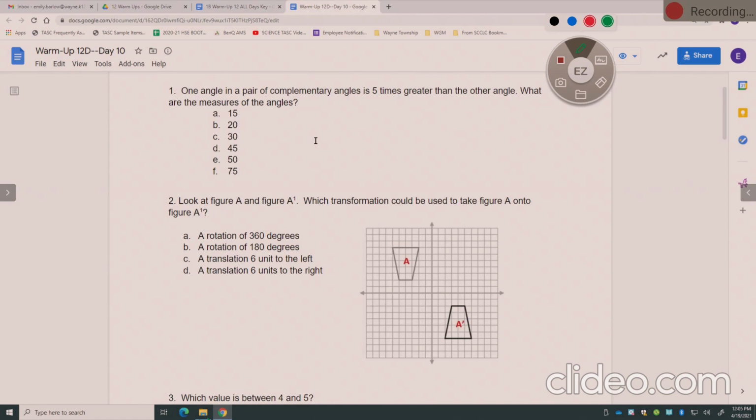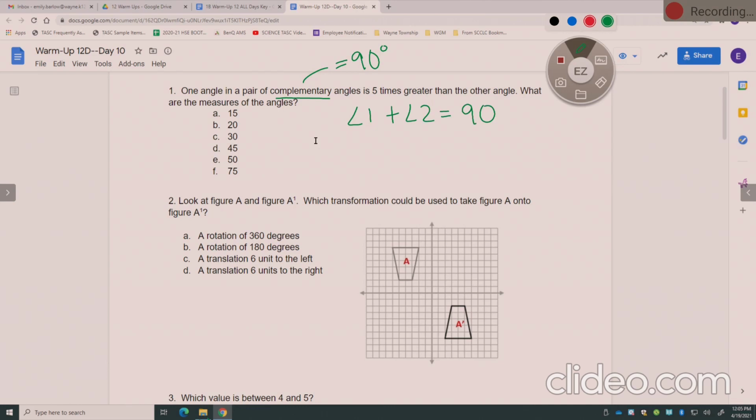All right. So one angle in a pair of complementary angles is 5 times greater than the other angle. What are the measures of the angles? Well, the first thing we need to remember, complementary means the two angles equal 90 degrees. So angle 1 plus angle 2 is 90 degrees.